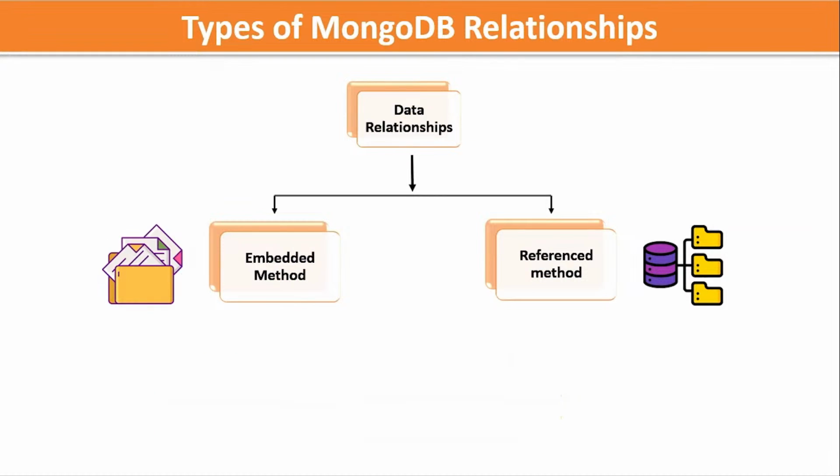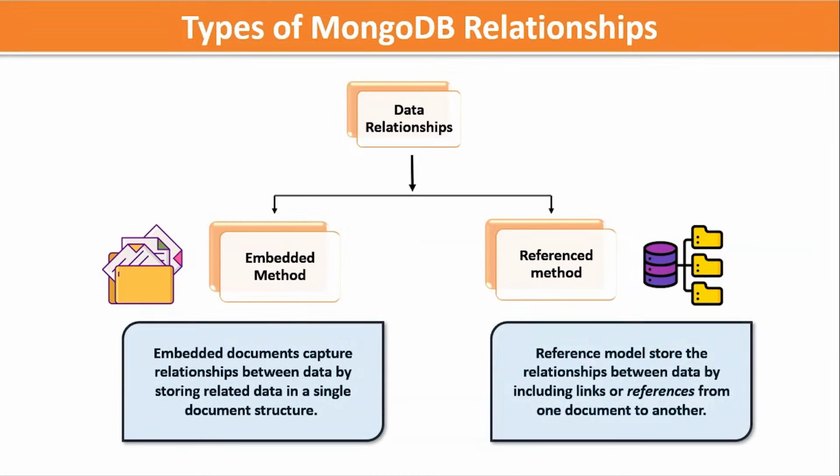Now, there are different types of MongoDB relationships here, guys. We have the embedded and reference methods. So data relationships can be achieved through these methods, wherein embedded documents relate data by storing related data into a single document structure. Now, let's say I have a collection and I have two different documents. As the word suggests, embedded, I'm basically storing these two different documents into a single document structure, which is known as the embedded document relationship.